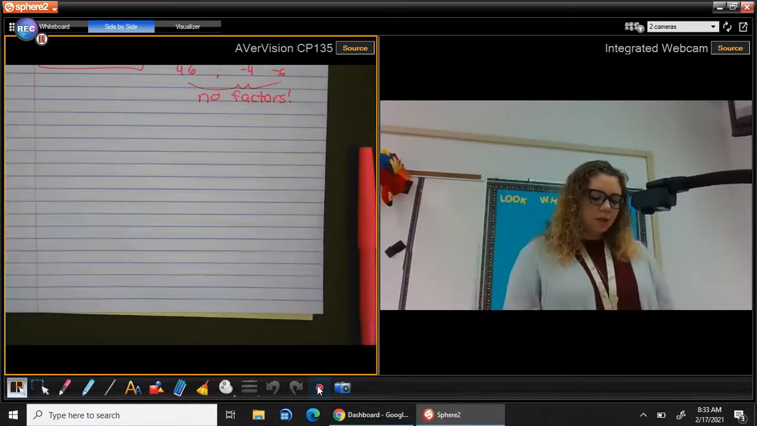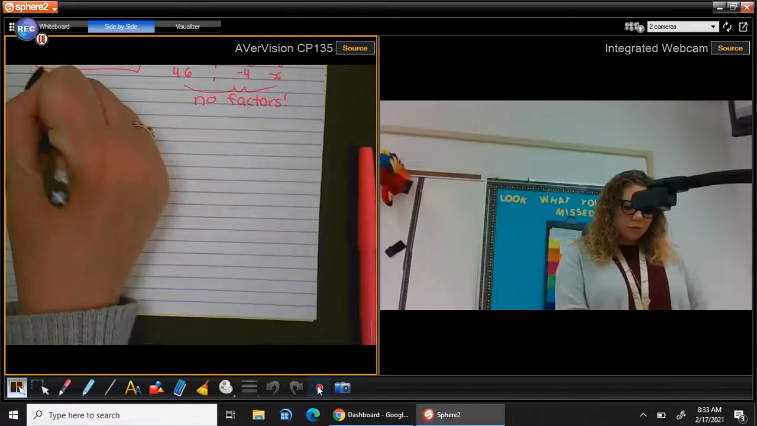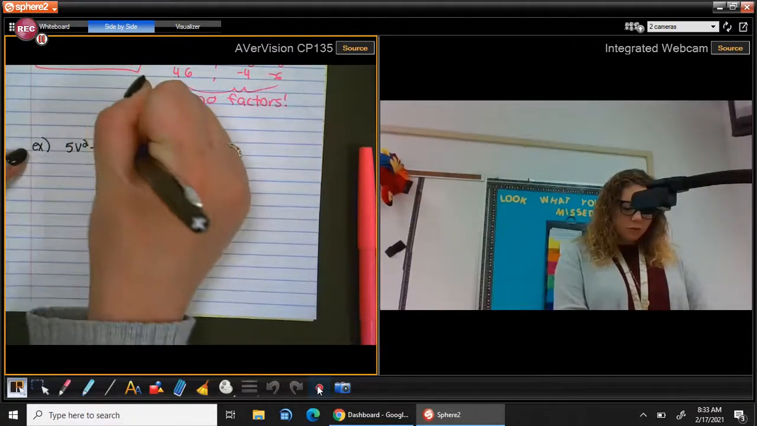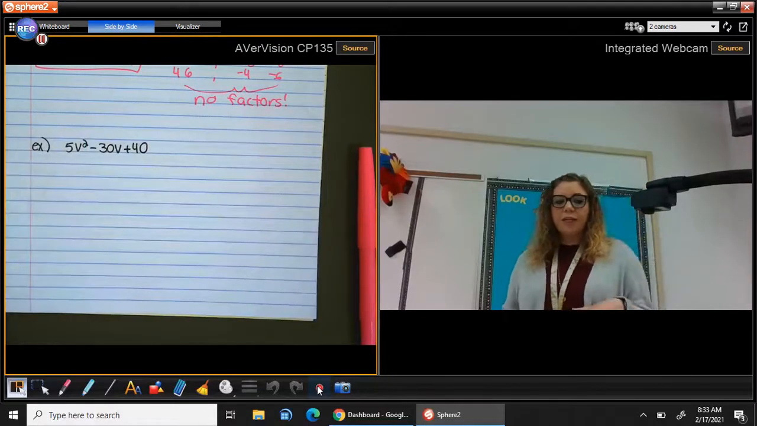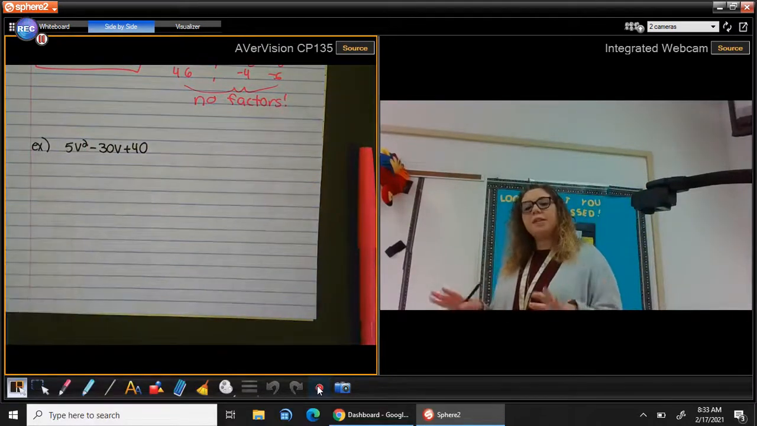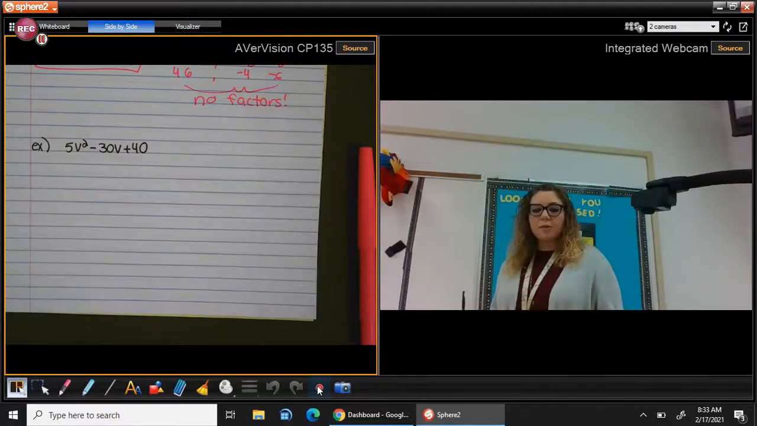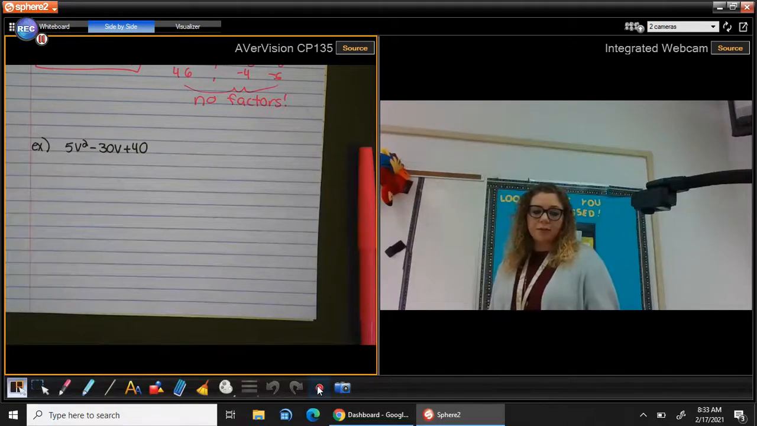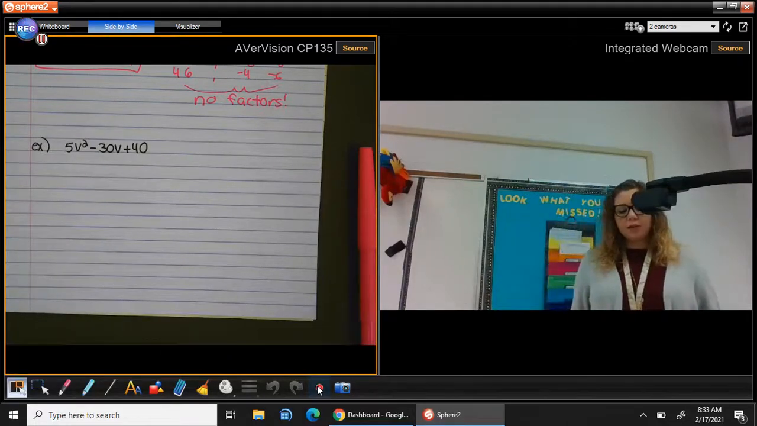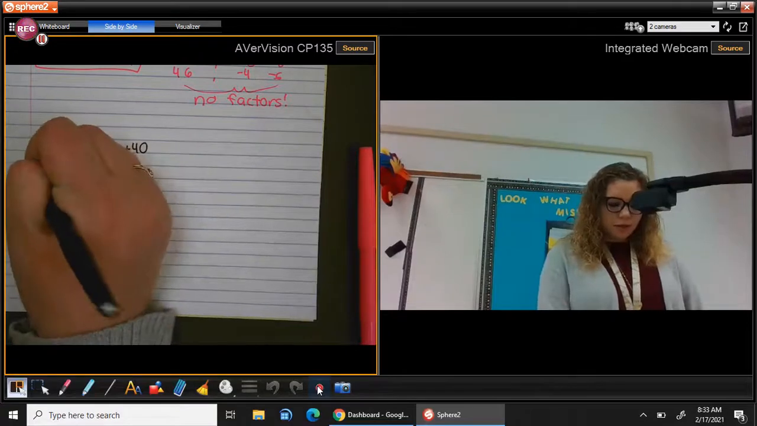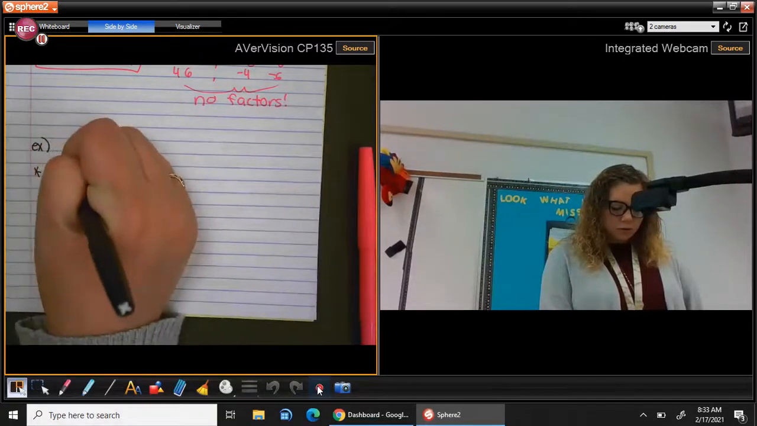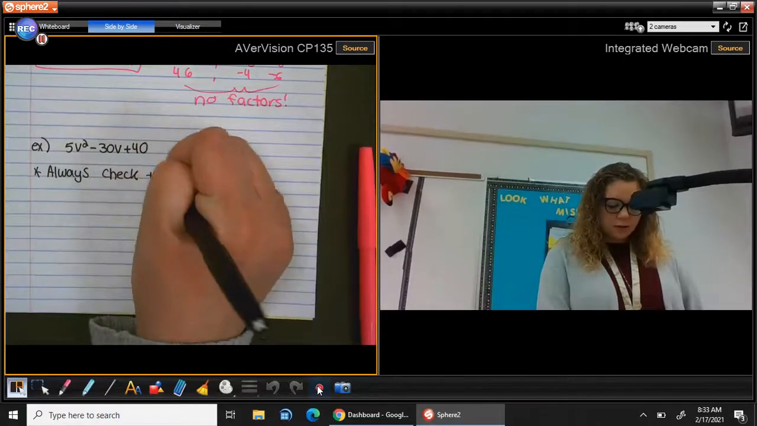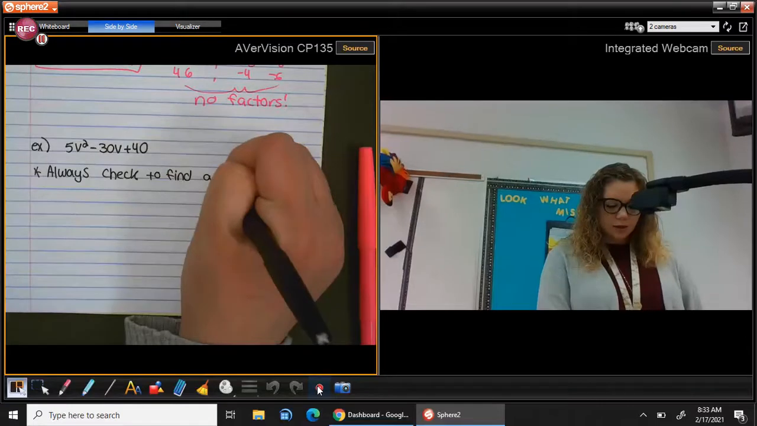Okay, but I want you to look at something. First of all, this one looks different than all the ones we've done before. Why? Because the leading coefficient is not 1, it is 5. So remember step 1, you're always going to check. Always check to find a GCF.